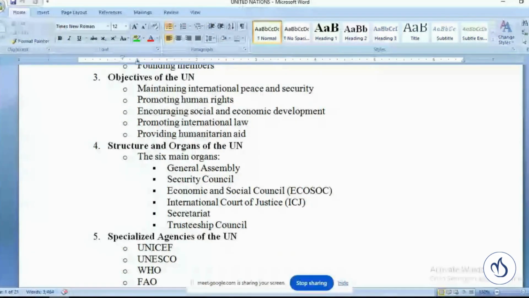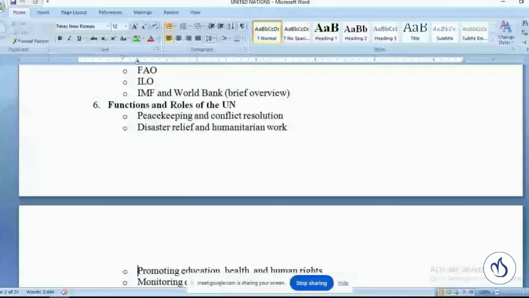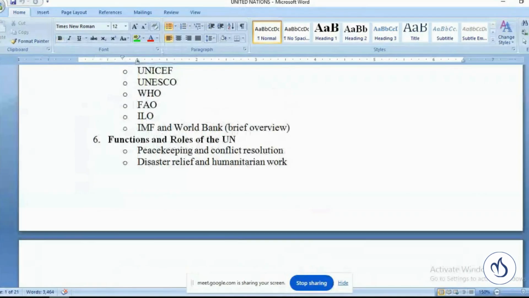However, it has specialized agencies. It has what we call FAO. It has what we call UNICEF. There is UNESCO. UNICEF, many of you, I think you know what we call UNICEF. This organization, UNICEF, is for children. United Nations Children's Fund.